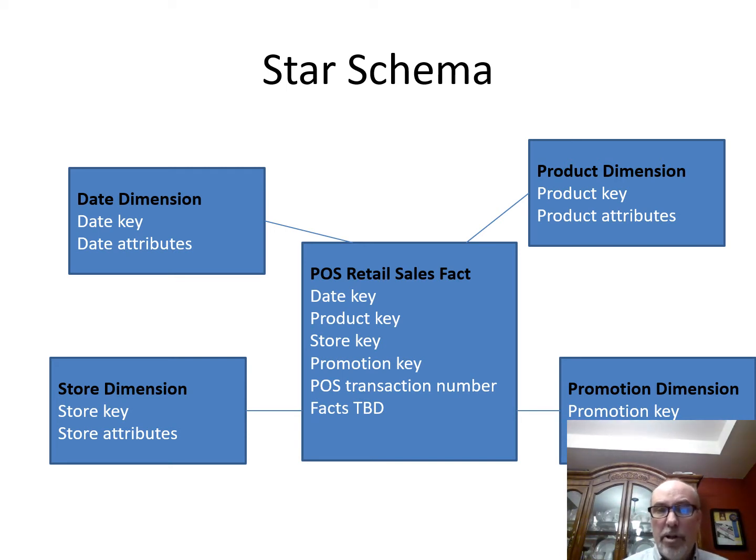But this is a very simple star schema. We've included a date, what product it is, what store it's coming from, and if there's a promotion involved. Those are all things that you would put in this particular star schema.